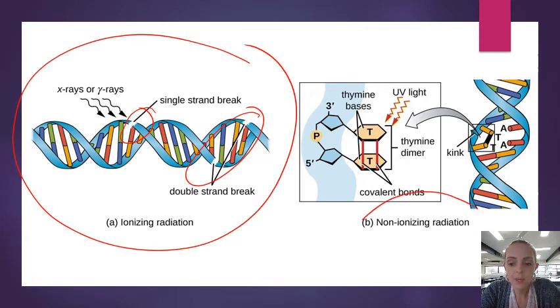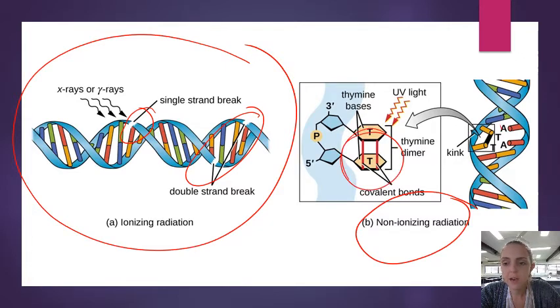On the right is our non-ionizing radiation, and this is like our UV that's out in the sun, and that can create issues with the bonds between nucleotides. So you can kind of see that it's affecting this bond here, and it creates a kink in the DNA. And that's probably going to cause issues with the polymerase moving along and so forth.